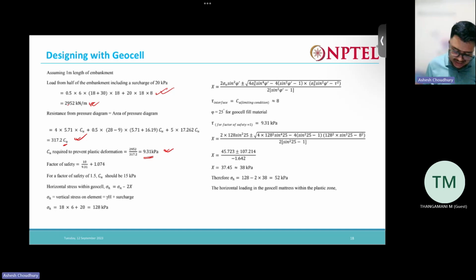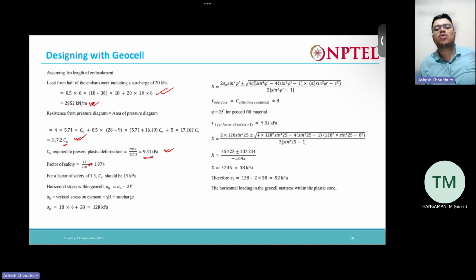Now, in that case, what is the factor of safety? It will be equal to 10 by 9.31, which is 1.0074. So if we want the factor of safety to be 1.5, the Cu should be at least 15 kPa. Cu of our soil should be at least 15 kPa. All right, so in this soil, actually, it won't work. For that, the Cu of the soil should be at least 15 kPa.